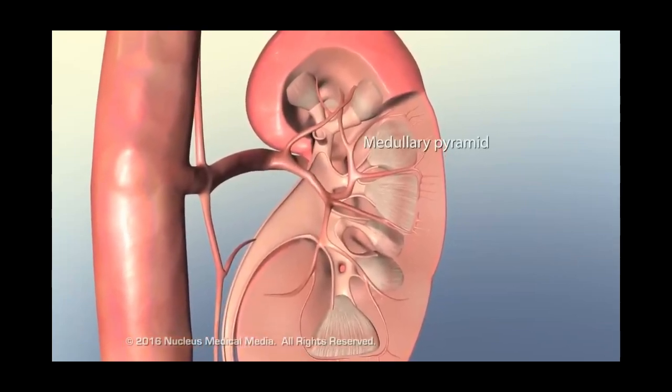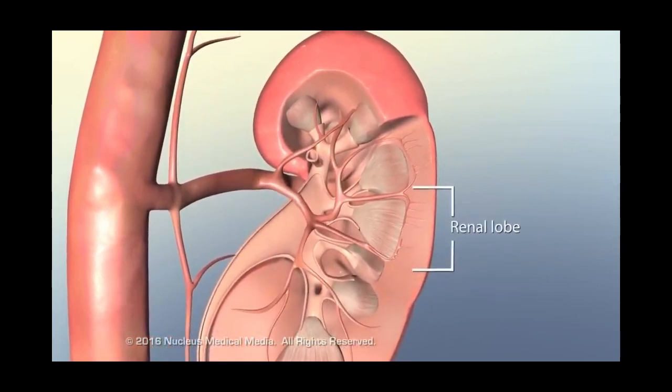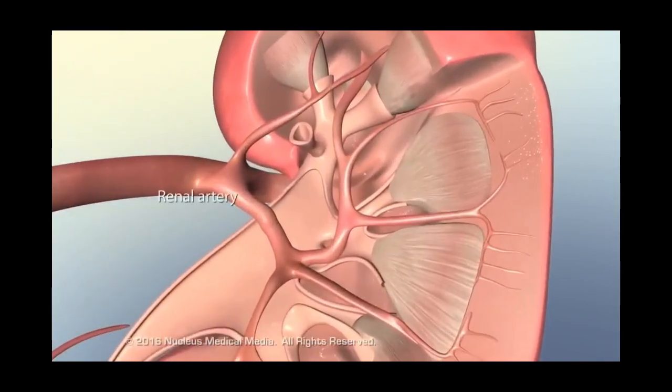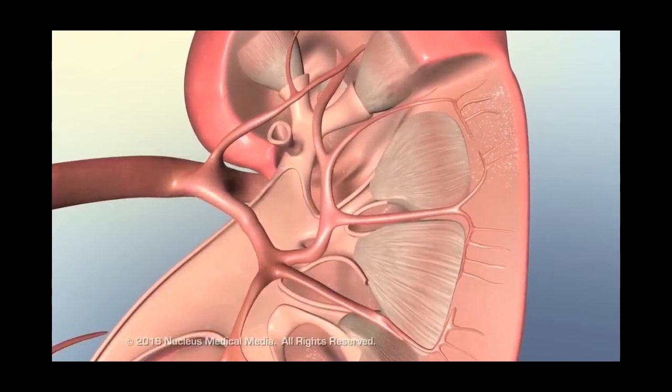The medullary pyramid and outer cortex compose the renal lobe, the structural unit of the kidney. Branches of the renal artery supply each renal lobe.